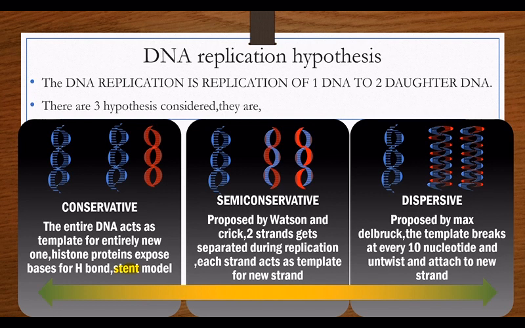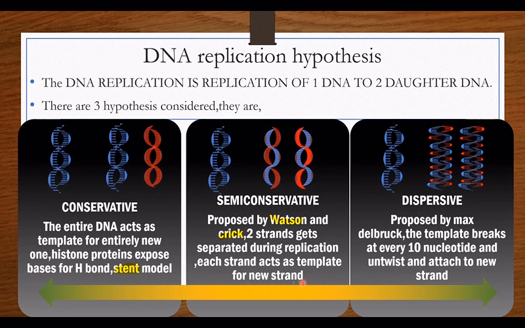And next is semi-conservative. It is proposed by Watson and Crick. Here, the two strands get separated, that is, they unwind during replication, and each strand acts as the template for the new strand. So the parental strand will be there and a new strand will be there for one DNA. That is, the parental strand unwinds and acts as the template for the new DNA synthesis.